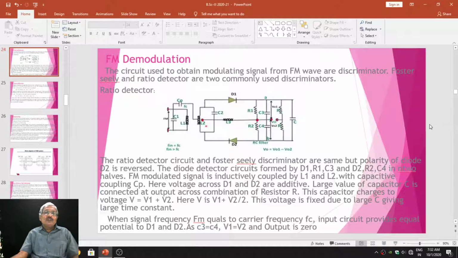Friends, today we are going to study another type of demodulation, and that is known as FM demodulation. That is the demodulation process used for the frequency modulated wave. And the circuitry that is used to detect the FM modulated signal is known as the discriminator.